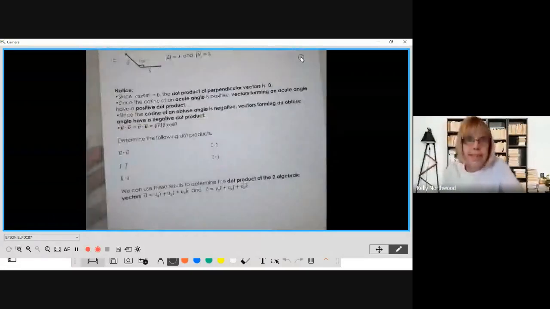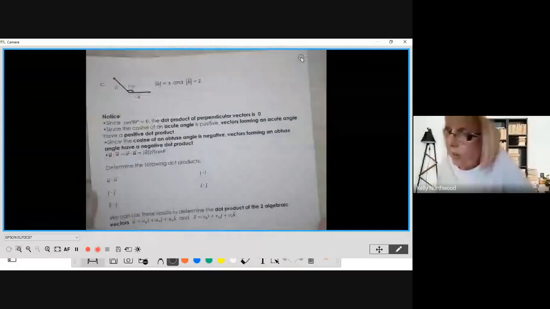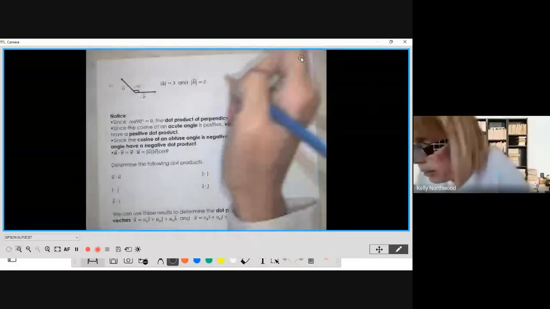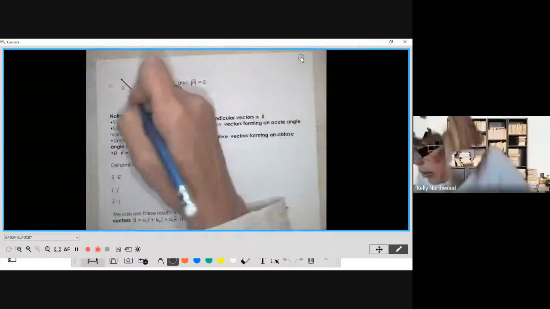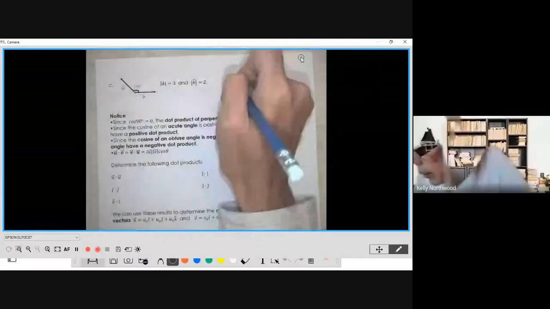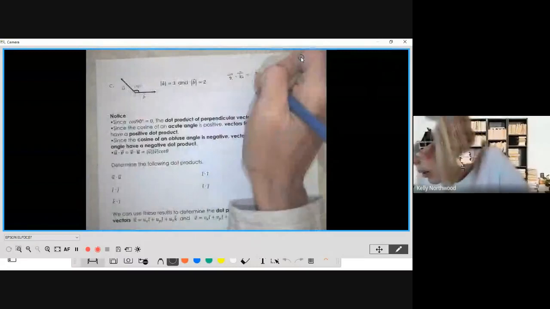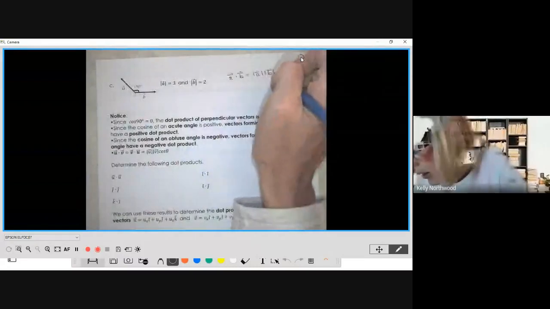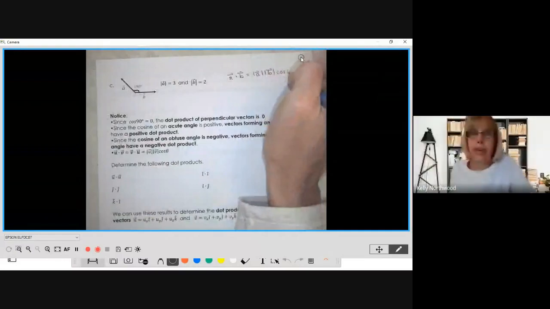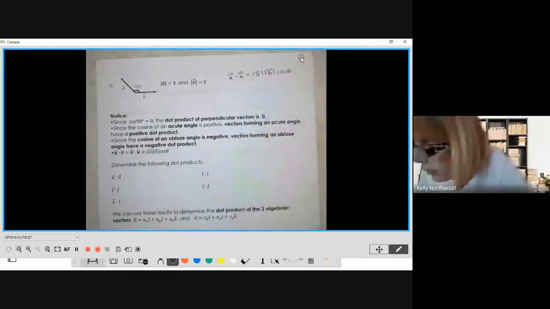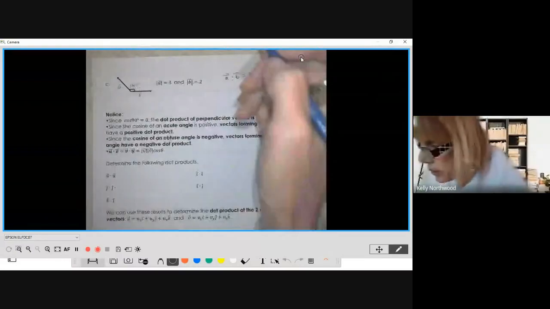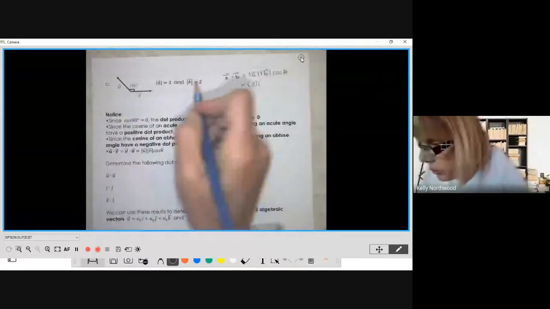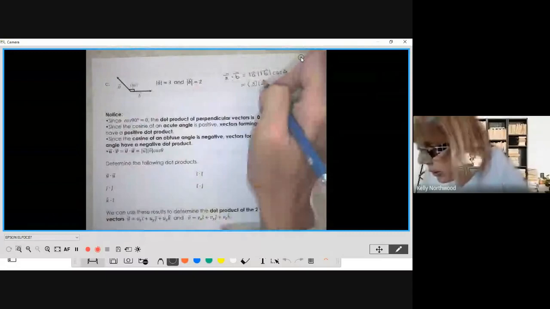And then part C. Again, in this case we're finding A dot B. Following the same pattern, A dot B is going to be the magnitude of vector A times the magnitude of vector B times the cosine of the angle between them. The magnitude of vector A is 3, the magnitude of vector B is 2, and the angle is 150 degrees.